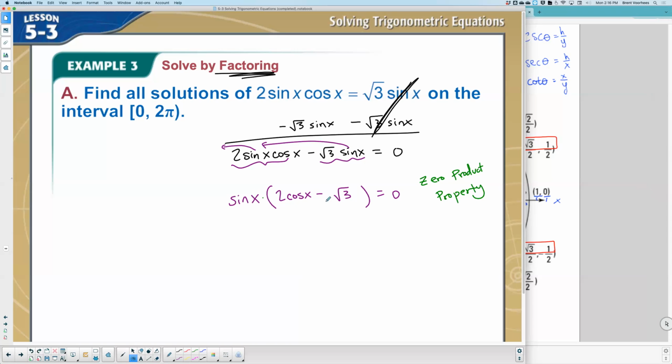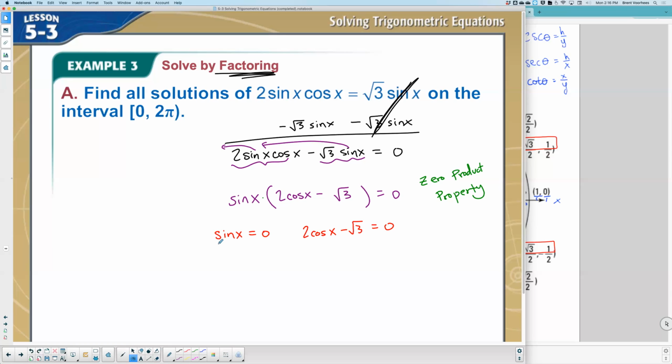So at this stage, since they're factors, you set up each factor as being equal to 0. So I'm going to say sine x equals 0, and I'm going to say 2 cosine x minus square root 3 equals 0. Again, remember why I said I could not divide by sine earlier? It's because there's a potential that sine could be 0. Yep, there it is right there. Now this one is already set up for us to solve. This is great. After you do the zero product property, you should be in Algebra 1 from here.